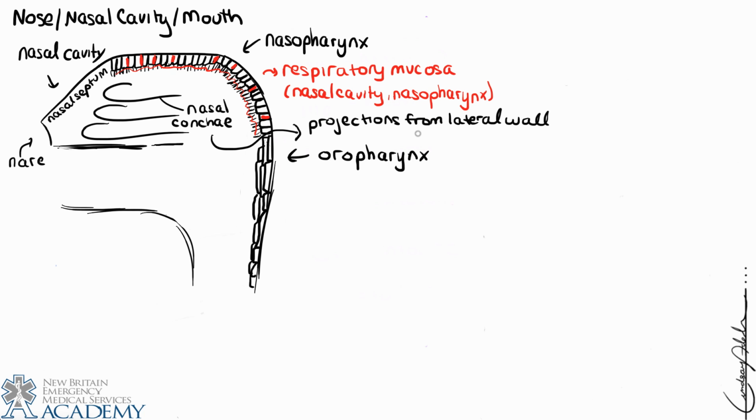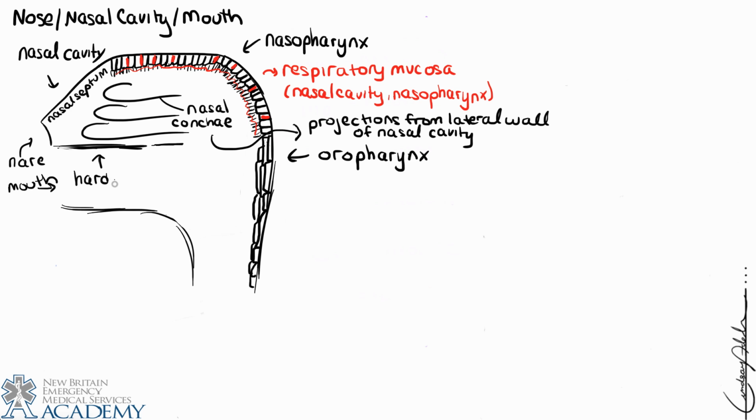And so they're on either side, and their job actually is to increase the turbulence of the air as it enters. So it kind of makes the air tumble as it enters into the nasal cavity. And what that does is it causes some of the heavier particles in the air to actually stick to the mucus on the wall, so it doesn't actually pass into the lungs.